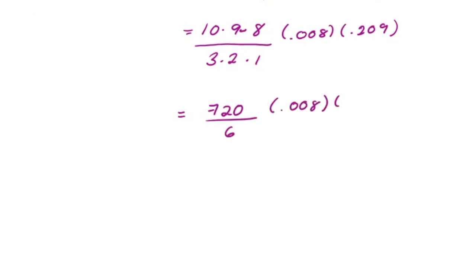0.008, 0.209. And finally, we multiply all those 3, and we're going to get the probability that x equals 3. That is 0.201.